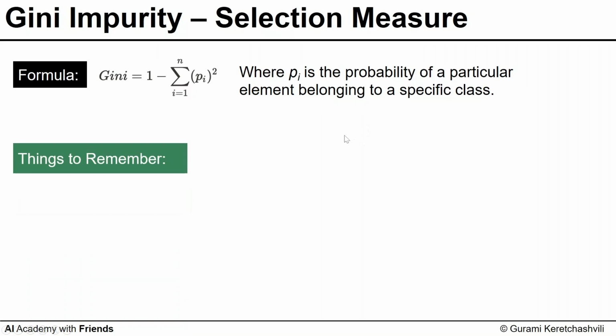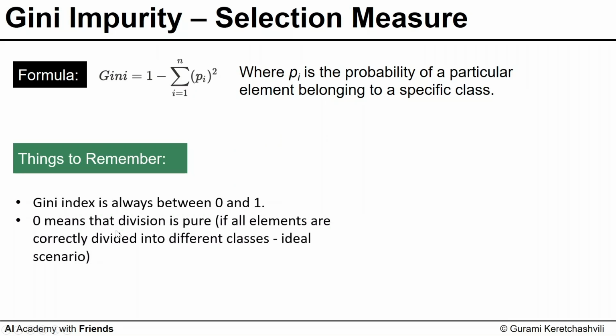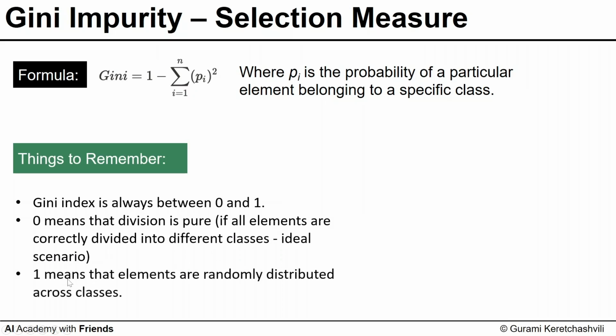Things to remember. The Gini index is always between 0 and 1. If the Gini index is 0, this means that the division is pure, so all the elements are correctly divided into different classes, which is the ideal scenario. Whereas if the Gini index equals 1, it means that elements are randomly distributed across classes. Don't worry if you don't understand the definitions quite well. Now we will have an example of it so you will understand it better.